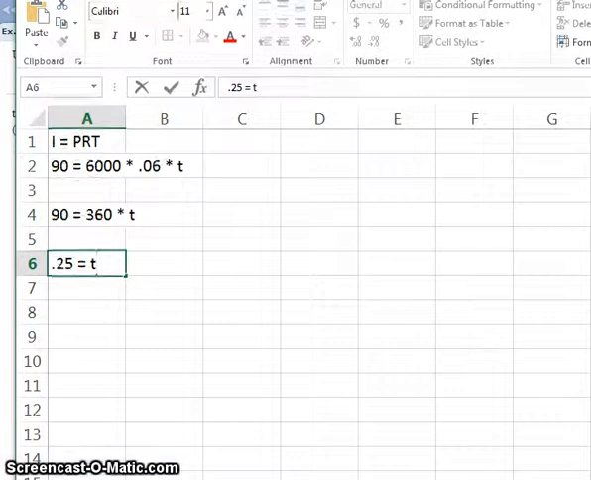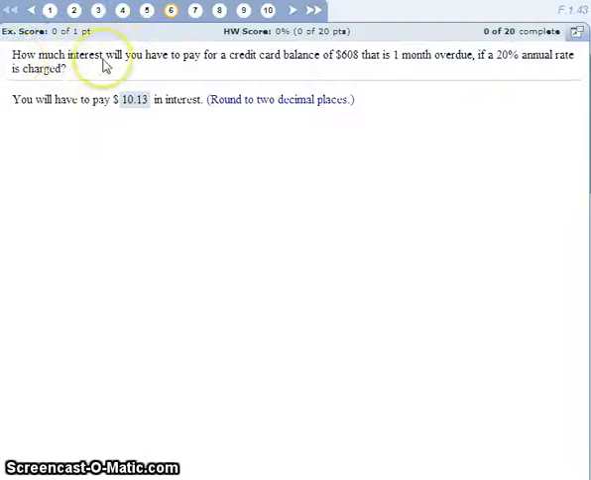If you want to think about that in months, that is 1/4 of a year, so that would be 3 months. For number 6, we're looking at the interest we'll have to pay on our credit card balance, and the interest will be calculated using simple interest.